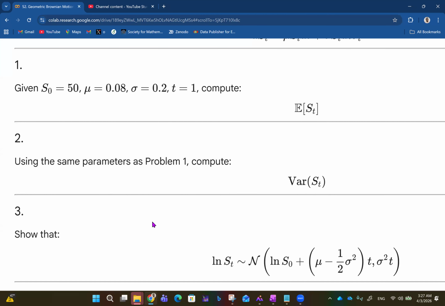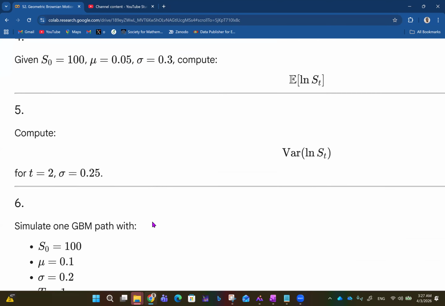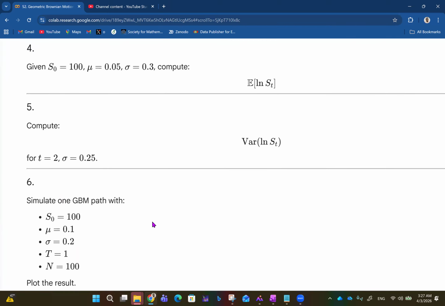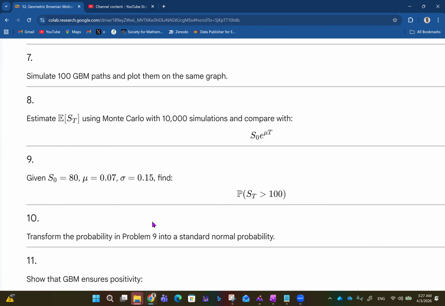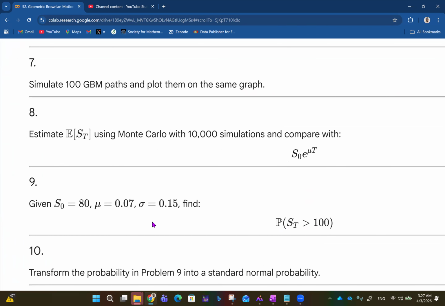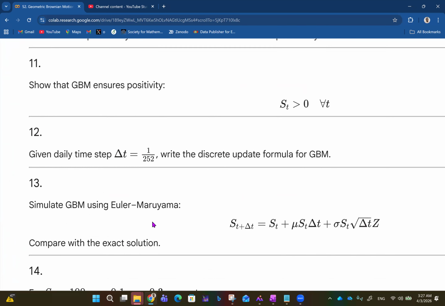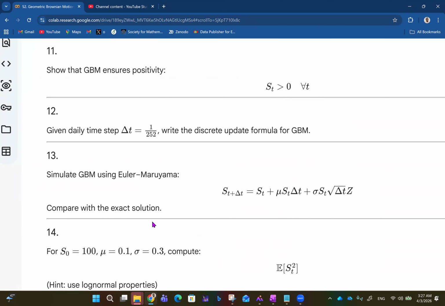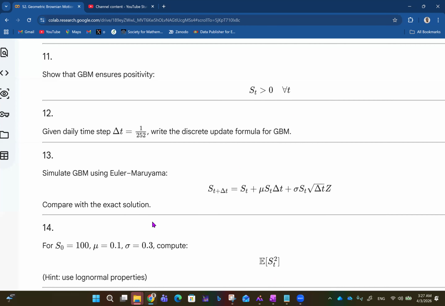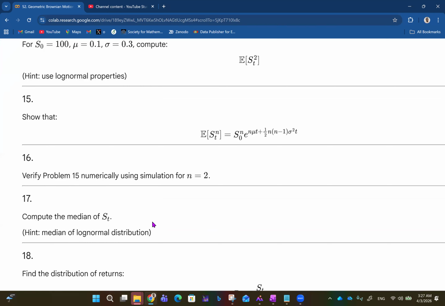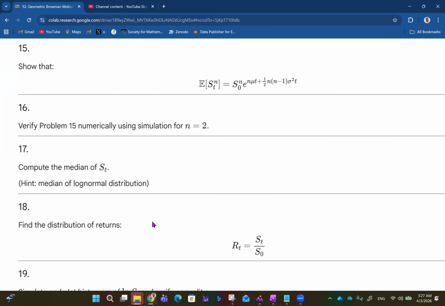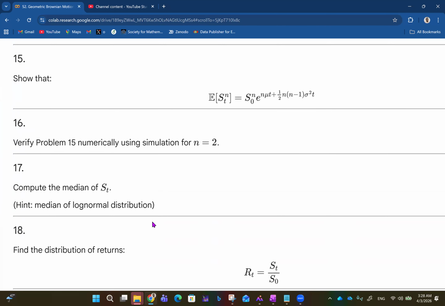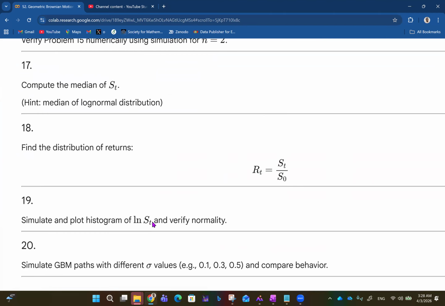So you have question 1 to 3 here. I have question 4 to 6 here. This is 4 to 6 right here. And then you have 7 to 10 here. And then 11 to 14. Then you have 15 to 18. And then finally, you have 19 to 20, like this.